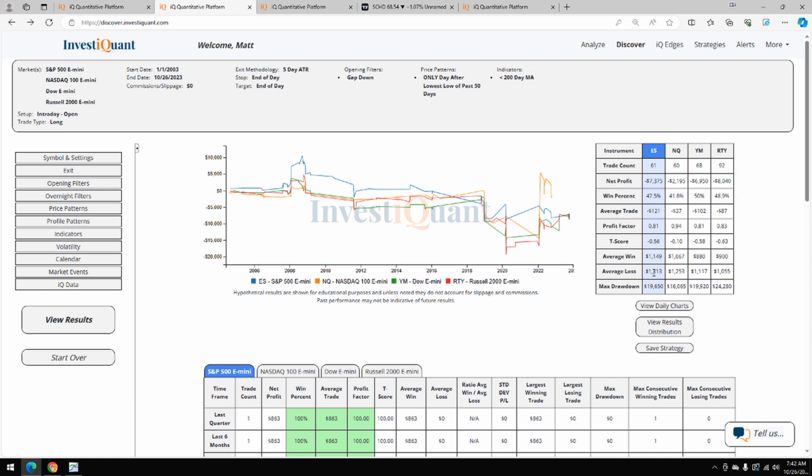Take a look at the average moves. Average move to the downside larger in the S&P. For the NASDAQ, it's the average move to the upside that is larger. For the Dow and the Russell, both have larger average moves to the downside. So historically speaking, this pattern has been a little bit weak, with it being weakest in the NASDAQ on a win rate perspective, but the others have larger average moves to the downside.